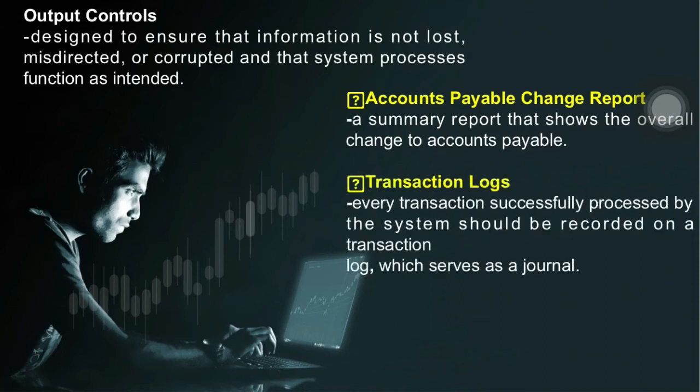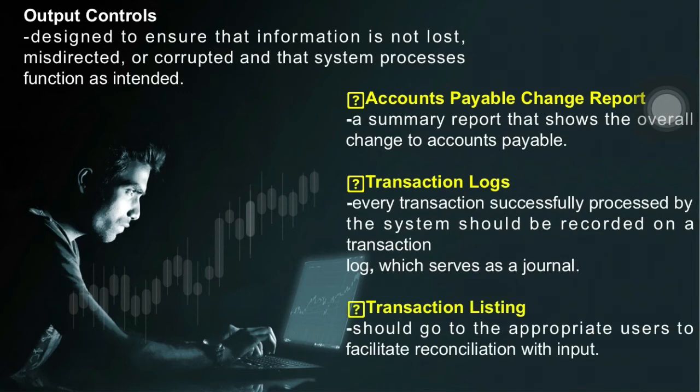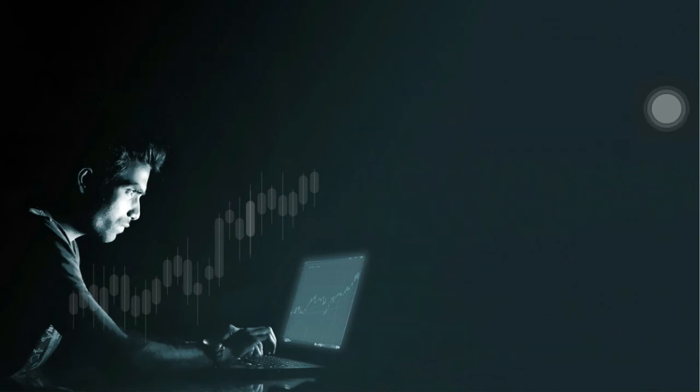Next, we have the transaction logs. Every transaction successfully processed by the system should be recorded on a transaction log, which serves as a journal. Transactions rejected because of input error should be placed in an error file, corrected, and resubmitted. The transaction log and error files together thus account for all the economic activity. Next, transaction listings should go to the appropriate users to facilitate reconciliation with input.